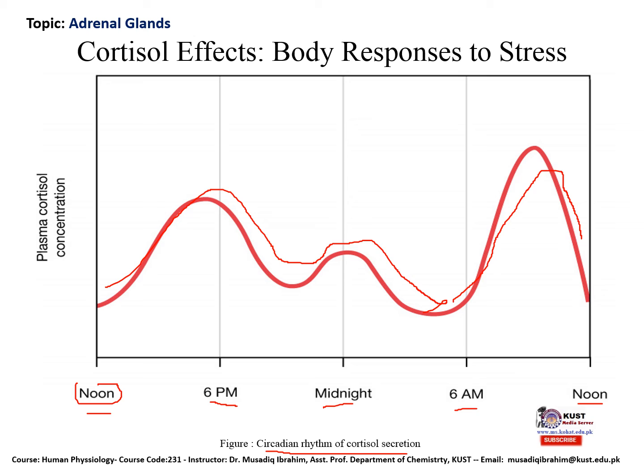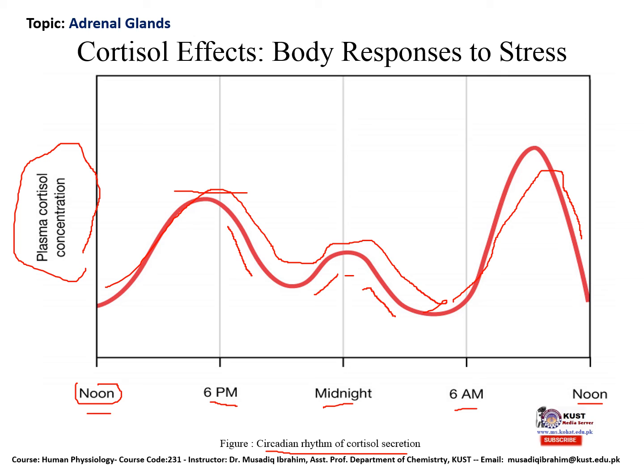So we can see that the plasma cortisol concentration is increasing, and it increases up to the 6 p.m. time, and then it starts to decrease, and at midnight it only starts to slightly increase, and then after midnight, which is 12 a.m., it starts to decrease.